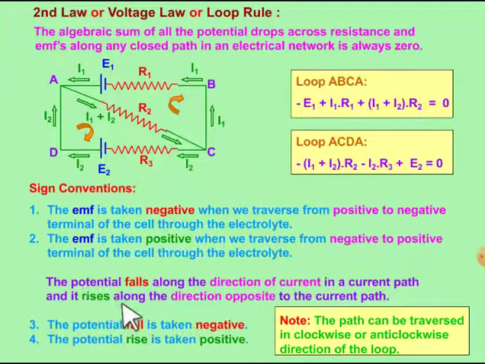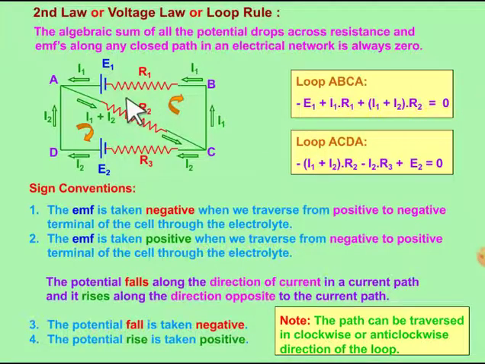Potential rising, okay, along a direction opposite to that of the current. Got it? That means it is rising if the current moves like this, and if the loop is moving in this way, then it will be rising. Got it? If the potential rises, then what happens? Potential rises should be taken as what? Positive.